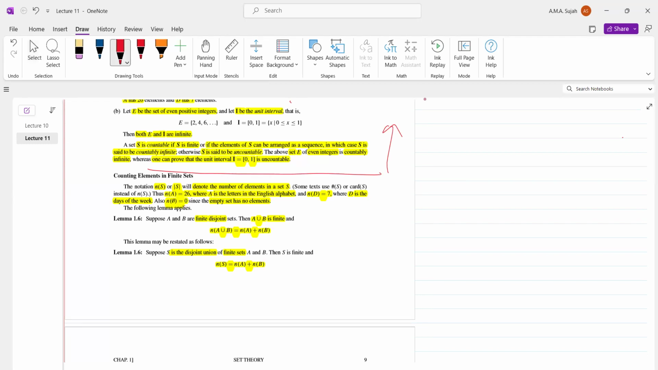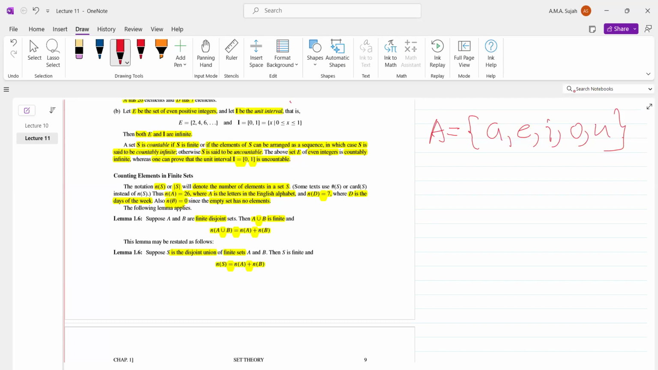Now we will look at how we count the elements of a set, right? Let's say you have a set A, it contains elements A, E, I, O, U, right? Now we know this is a finite set. Why? We know exactly this set has only 5 elements, right? So this is a finite set. So if it is a finite set, we can say that is a countable set.